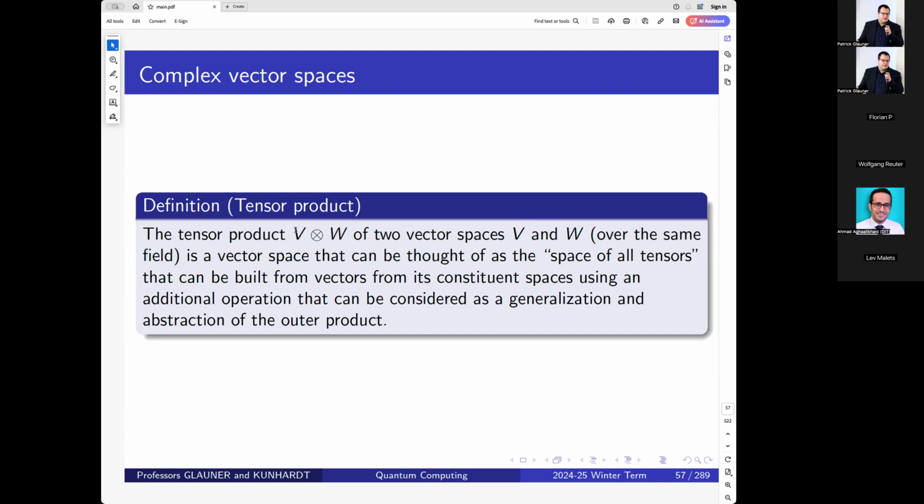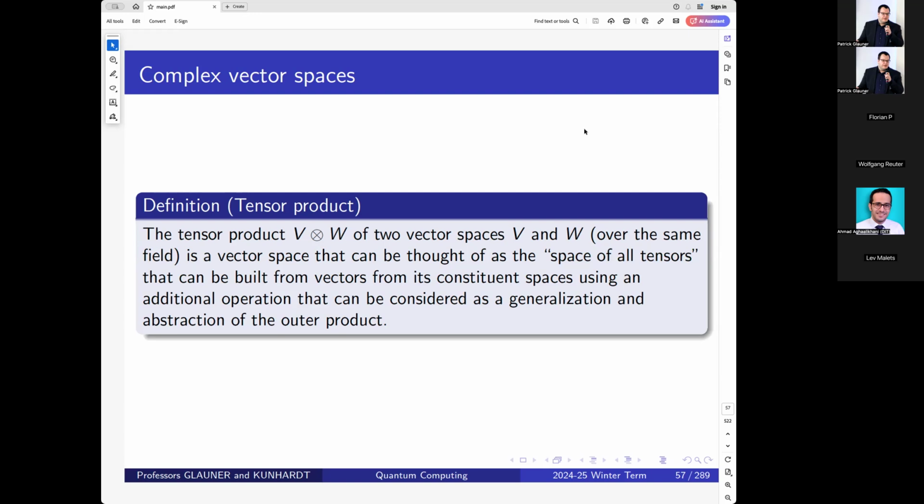And if we calculate the tensor product, we often use this symbol here. It almost looks like an XOR symbol, but it's rotated by 45 degrees. And so we calculate the tensor product of V and W, and this creates a new vector space that can often be interpreted as the space of all tensors that can be built from vectors from its constituent spaces. And we're using an additional operation that can be considered a generalization or abstraction of the outer product.